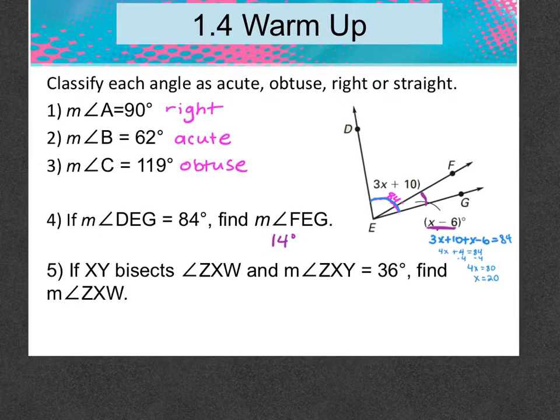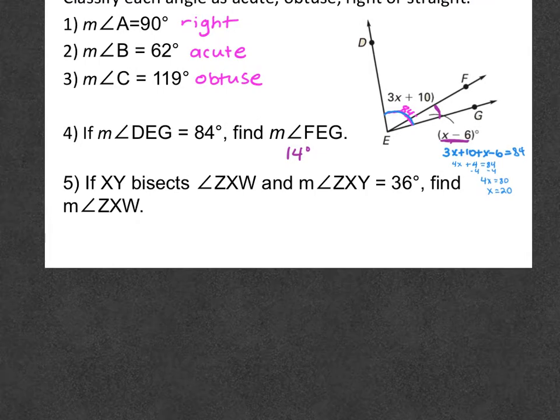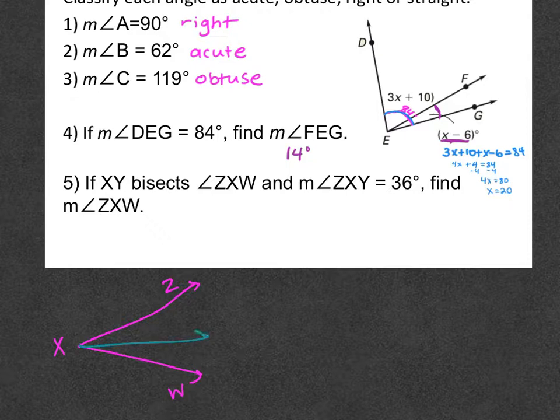Okay, 5 says if XY bisects angle ZXW, so I have to draw Z, X, W. It doesn't matter the order there as long as the X is the vertex. And XY bisects it. That means it cuts it into 2 congruent parts. So this is congruent to this. And the measure of ZXY, which is that top angle, is 36. Find the measure of ZXW, which is your whole angle.